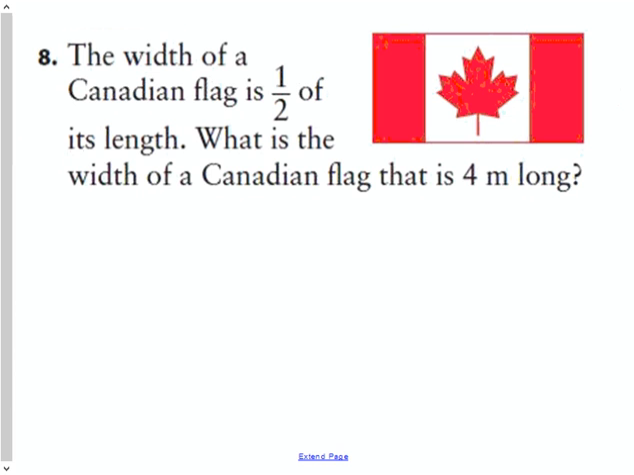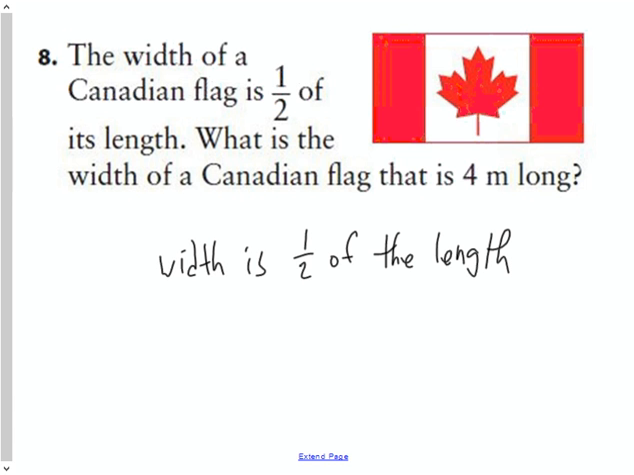In the second question, it says the width of the Canadian flag is half of its length. So what is the width of a Canadian flag that is 4 meters long? So the width is 1/2 of the length. Now this is kind of interesting. So if I write that sentence down, I can actually translate that into a mathematical statement.